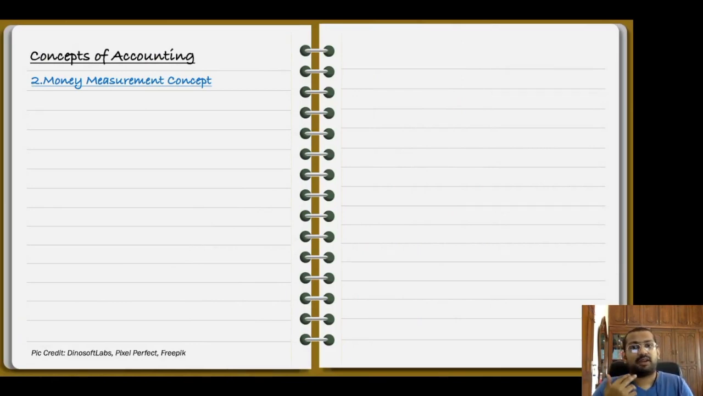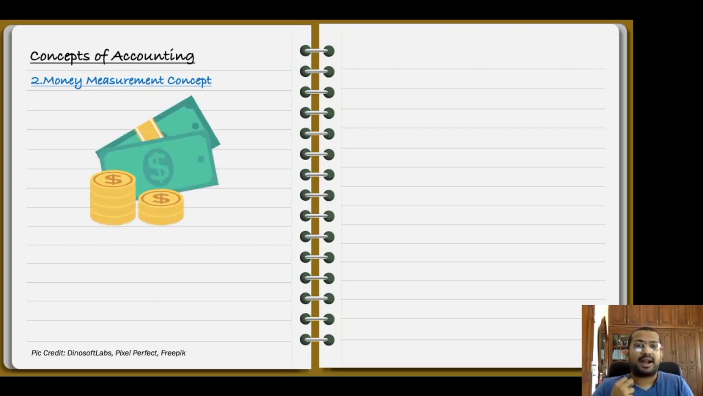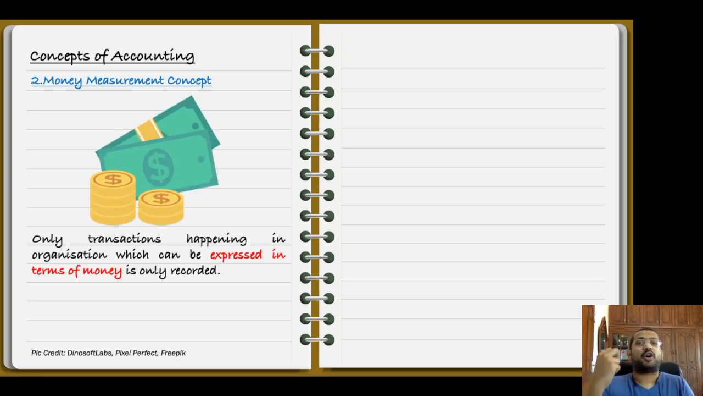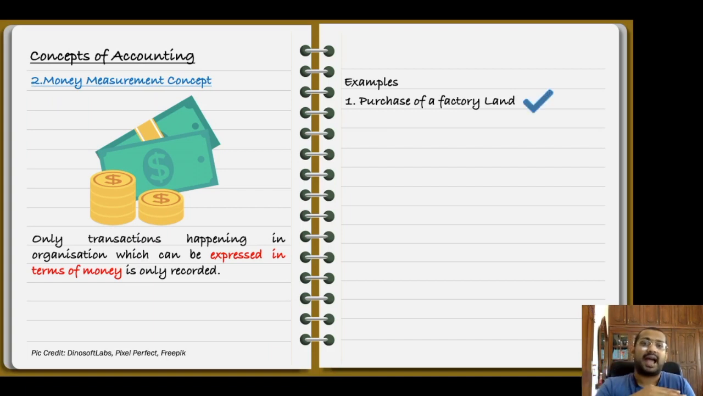The second concept that we'll be learning is the money measurement concept. The money measurement concept states that we will be recording only the transactions that involve cash, and no other transaction of the business which does not have any impact on the money or the cash will be recorded in the books of accounts. Let's understand this by going through a few examples. The first example is that the business has purchased factory land worth rupees 1 crore. This is a transaction obviously involving cash or money, and this has a place in the books of accounts. So this will be accounted for.